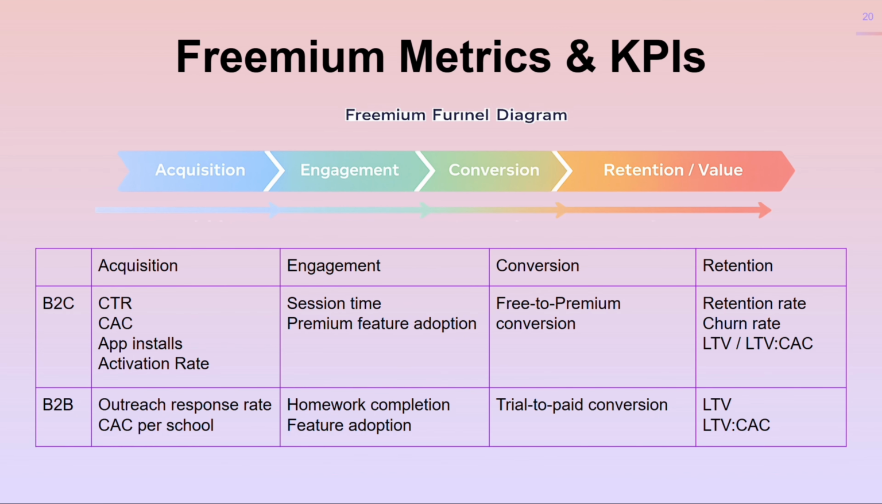Based on this channel strategy, we evaluate performance through 4 stages: acquisition, engagement, conversion, and retention. For B2C users, we focus on acquisition efficiency, engagement during the free trial, free-to-premium conversion, and long-term retention. For B2B users, we track outreach response, trial adoption, and trial-to-paid conversion at the institutional level.